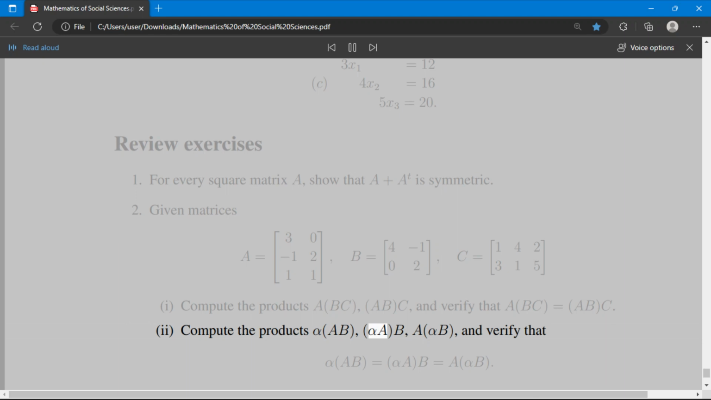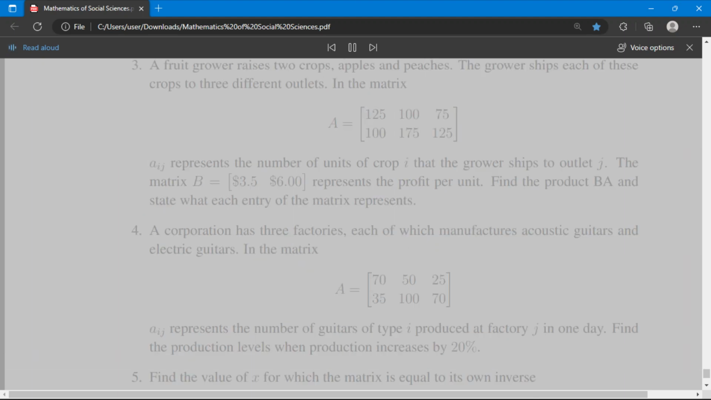II. Compute the products alpha(AB), (alpha A)B, A(alpha B), and verify that alpha(AB) = (alpha A)B = A(alpha B).